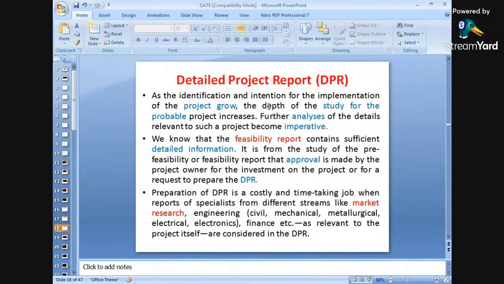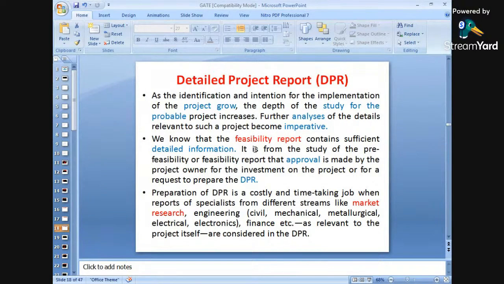As the identification and intention for the implementation of the project grow, the depth of the study for the probable project increases. Further analysis of the details relevant to such a project becomes imperative. That means we have to consider the growth of a project. How much needs to be carried out related to a project as the study for the probable project increases. The analysis of the details relevant to such a project becomes imperative.